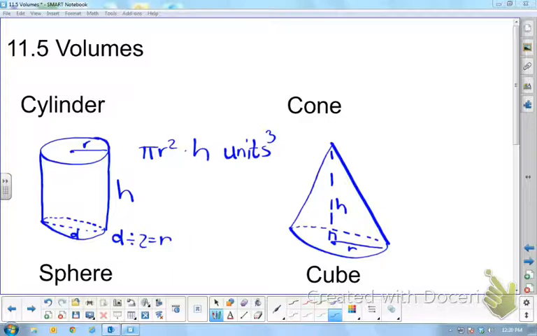And a cone, if you took a cylinder and shaved it down, you could make a cone. You'd have to shave off 2/3 of the cylinder. So we end up with the volume of a cone being 1/3 times pi times r squared times h. So most of the formula is the same. Pi r squared h is in both of these. The cone just is 1/3 the size of a cylinder.